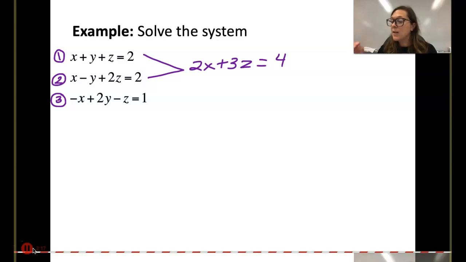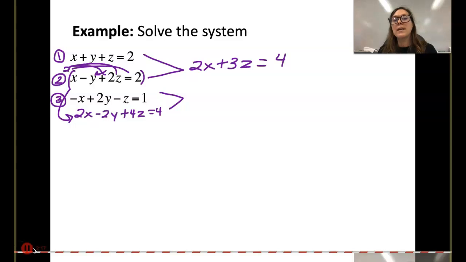So before I can go ahead and start adding, I have a positive 2y here, which means I need this to become a negative 2y. So I'm going to now multiply my second line by a positive 2. I'm going to rewrite it below here. So multiplying 2 to the x gets me 2x. Multiplying 2 to the y gets me negative 2y. Multiplying 2 to 2z gets me 4z. And multiplying 2 to 2 gets me 4.